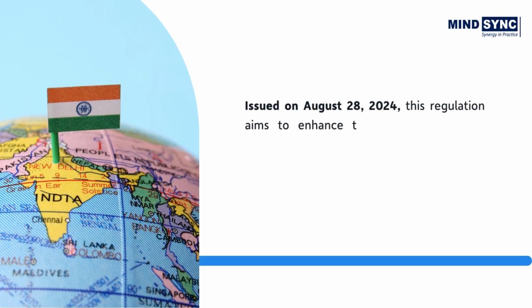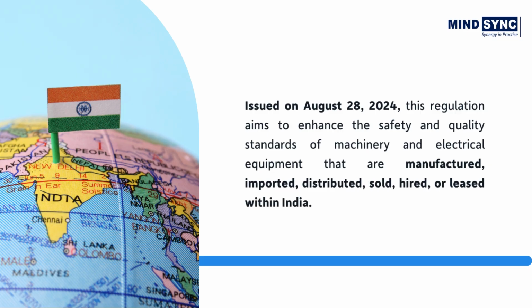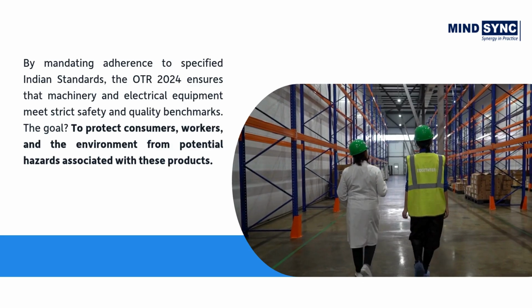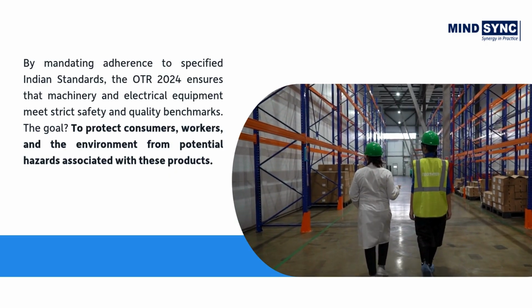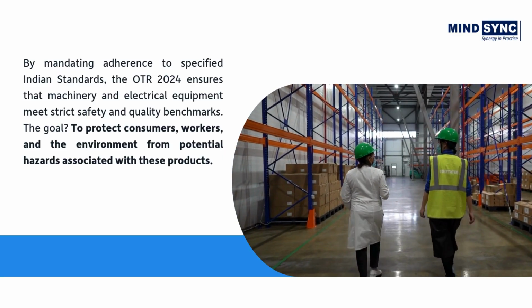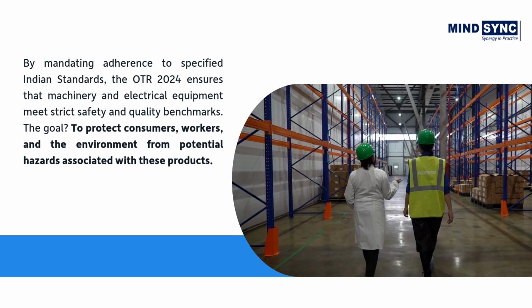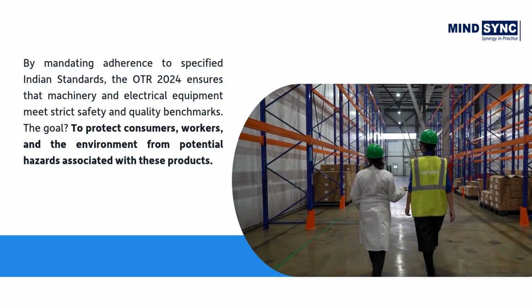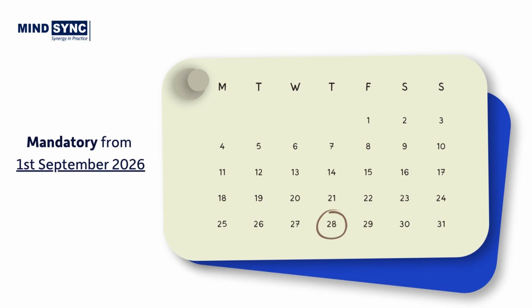This regulation aims to enhance the safety and quality standards of machinery and electrical equipment that are manufactured, imported, distributed, sold, hired, or leased within India, by mandating adherence to specified Indian standards. The OTR 2024 ensures that machinery and electrical equipment meet strict safety and quality benchmarks. The goal: to protect consumers, workers, and the environment from potential hazards associated with these products. Now moving to the effective dates. It's mandatory from September 1, 2026.